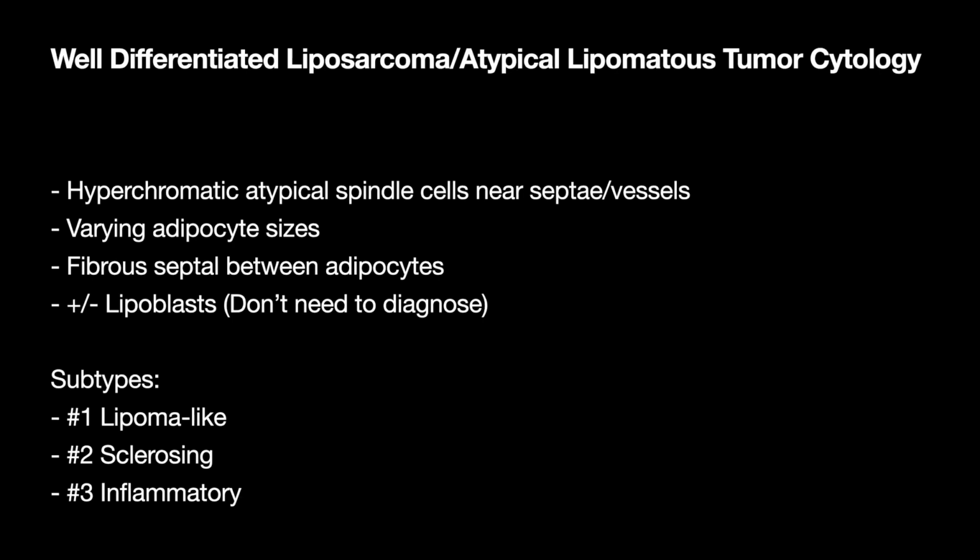So cytology of well-differentiated liposarcoma and atypical lipomatous tumor, you'll see hyperchromatic atypical spindled cells near the septae and vessels. You'll have varying adipocyte sizes. You'll have fibrous septae between adipocytes and plus or minus lipoblasts, although you don't need lipoblasts to diagnose well-differentiated liposarcoma, atypical lipomatous tumor.